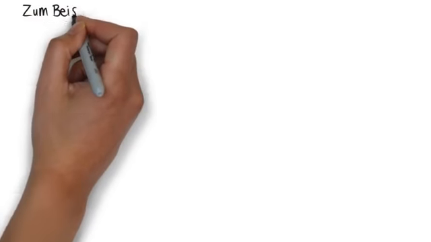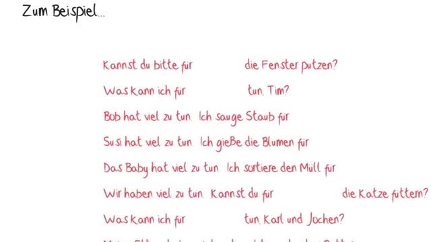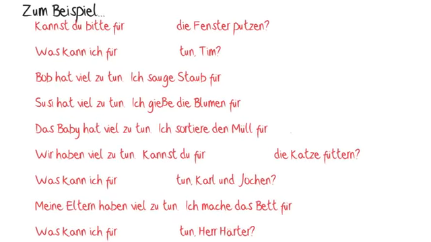Now let's take a look at a couple of examples that use the preposition für. We've left out the pronouns in the sentences for now. Notice that each blank comes after the word für, which means that each pronoun will have to be in the accusative case. Pause the video now if you think you can figure out what should go in the blanks.